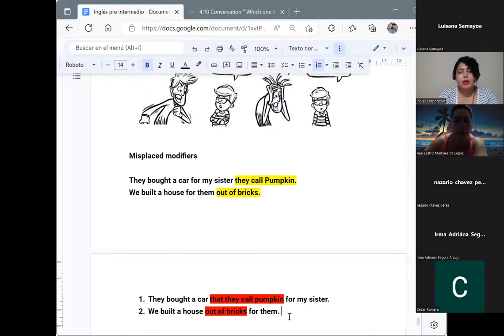Podríamos decir, it's the same statement. Yes, it could be, but it is not the same meaning. No tiene el mismo significado. We build a house for them out of bricks. A decir, we build a house out of bricks for them. Ahí sí ya especificamos que construimos una casa de ladrillos para ellos.